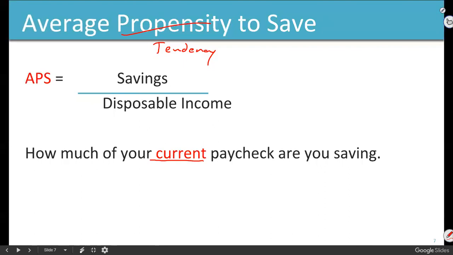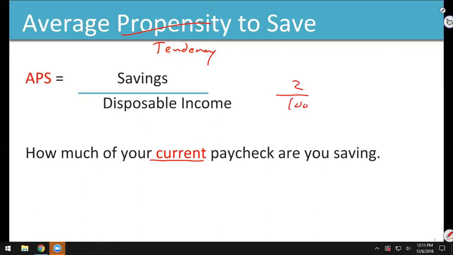So, the average propensity to save is, okay, how much of our current paycheck do I save? How much of Frank's paycheck does he save every week, on average? Well, if he spends 98, how much is he saving? So he puts away $2 each week, he is saving 2% of his income. That's what Frank is doing on average. Rocket science? No.